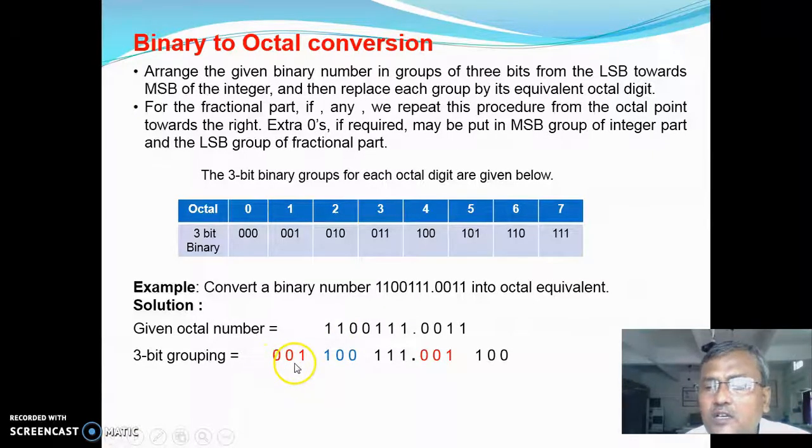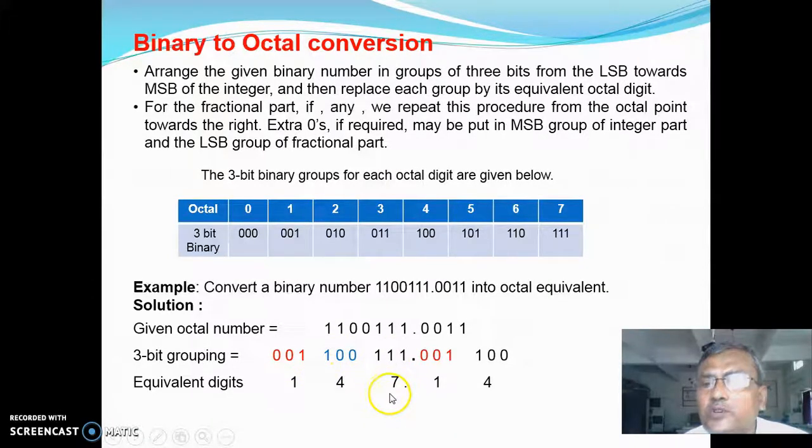Then we convert this binary into the corresponding digits here. So therefore 001 corresponds to 1, 100 corresponds to 4, 111 corresponds to 7, as given in the table here. So therefore the octal number 147.14 you can get here.